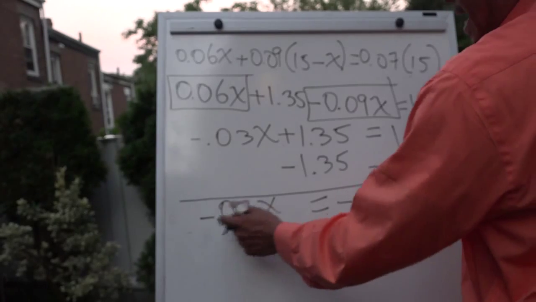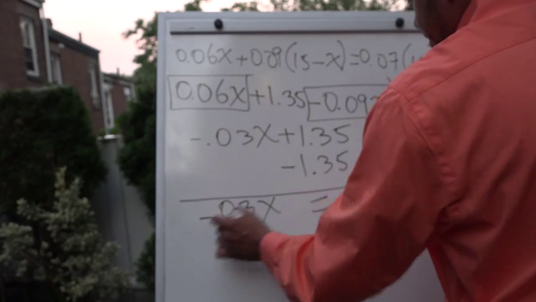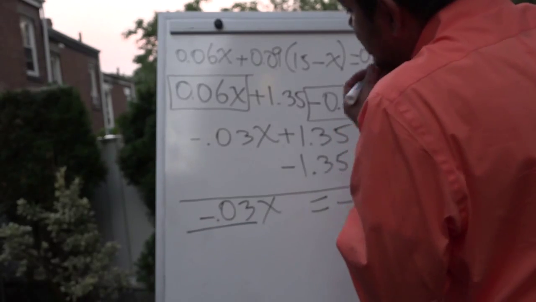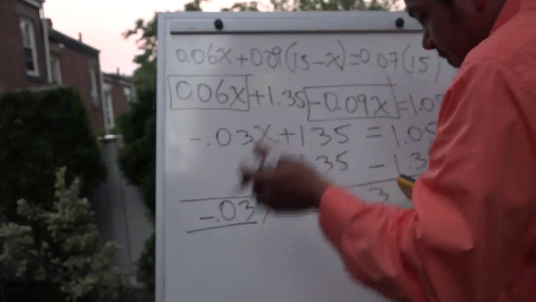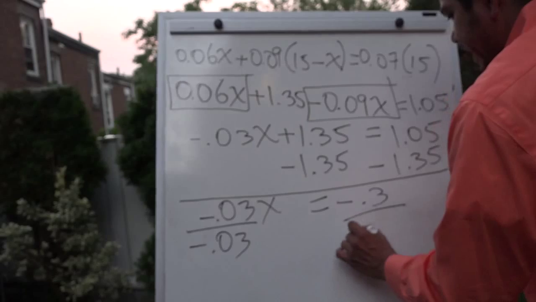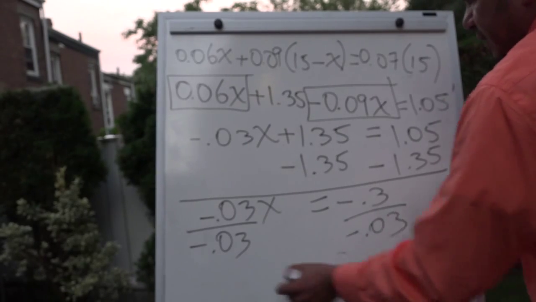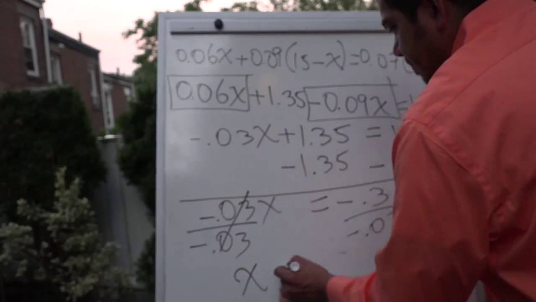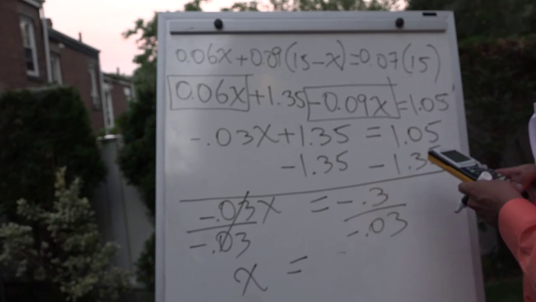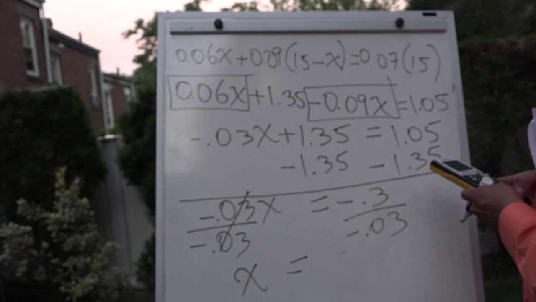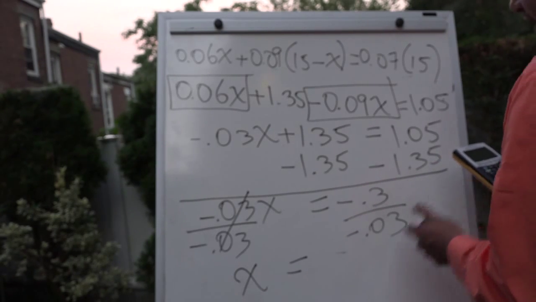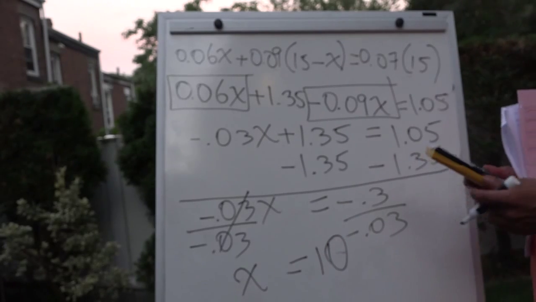Okay, now I am going to use the multiplicative inverse. But since this is not a fraction, you could just divide by, damn, get away from me, by negative 0.03, okay, by negative 0.03. This cancels out, and now we just divide this. So negative 0.3 divided by negative 0.03, that is 10. X equals 10.